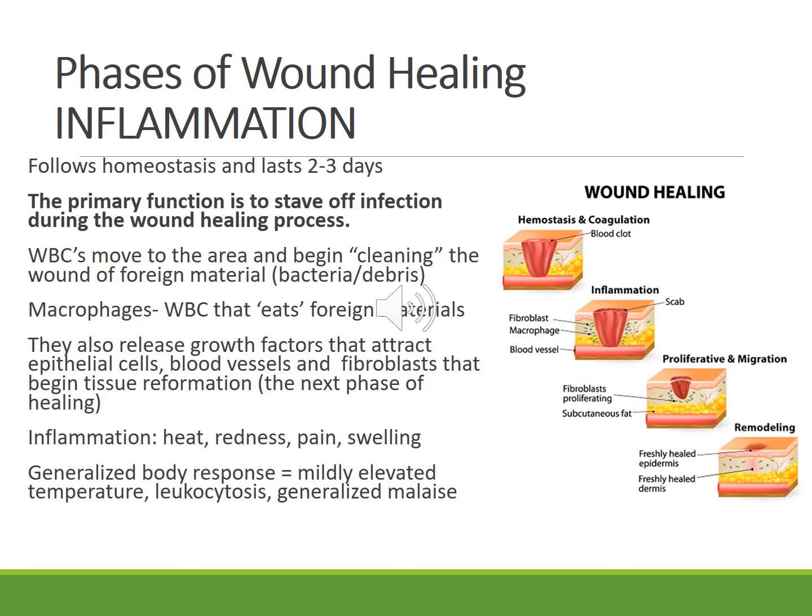As we go into the second stage, the inflammation, that second picture here on your right, this will follow that initial homeostasis phase. It may last anywhere from 2 to 3 days. Again, if we get stuck in this phase, which you will see with possibly chronic wounds, we've got some problems going on. But the primary function of this phase is to stave off infection during the wound healing process. So the white blood cells begin to move to that area. They begin to clean the wound of foreign material, bacteria, and debris. And again, the wound may have some inflammation, heat, redness, pain, and swelling to the site, and that's to be expected. And you may still see that scab area in this stage.